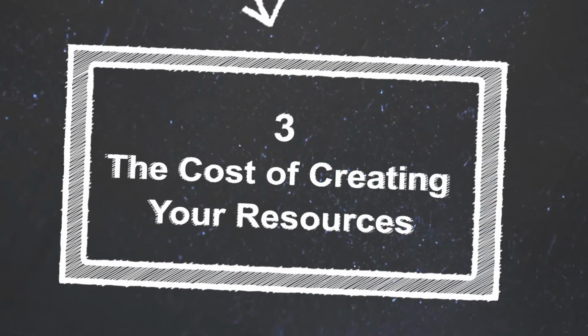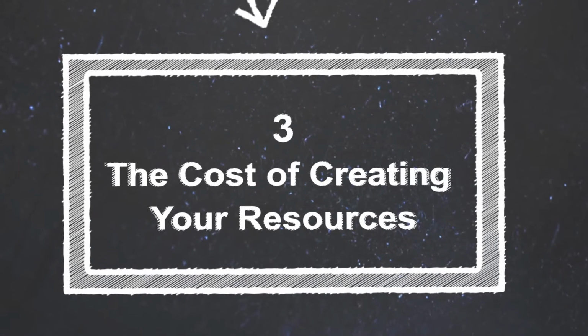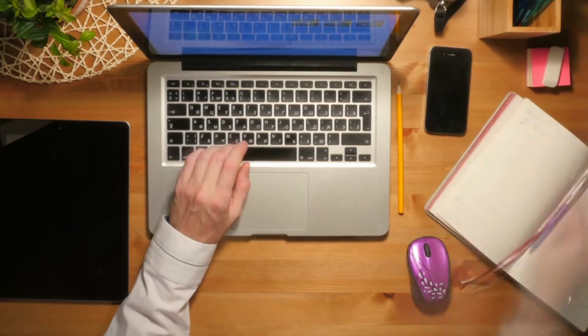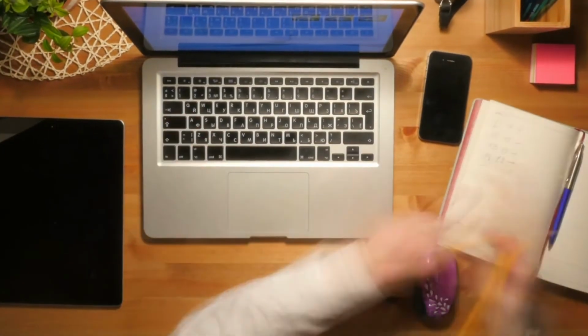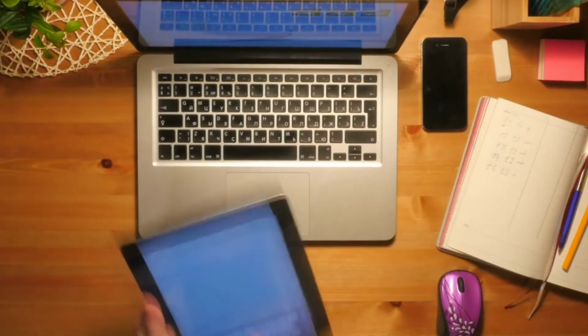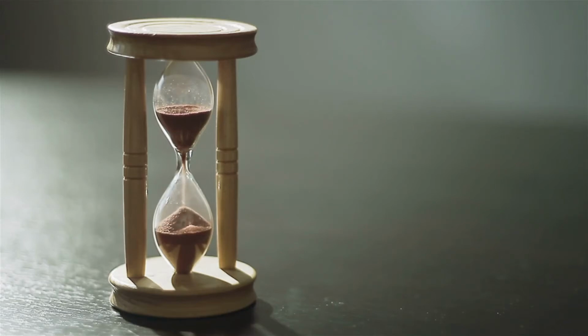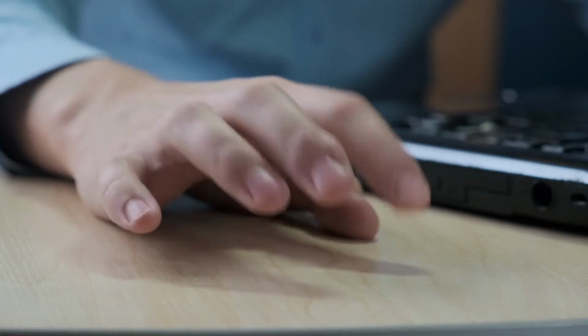Number 3, the cost of creating your resources. Now that you have considered the cost incurred by the buyers, you should consider the cost of production, including the time you spent while creating these resources. Include all direct costs, including money spent on clip art, graphics, and fonts while developing your product or service. Additionally, consider the amount of time it takes to pull together your product and take that into account.